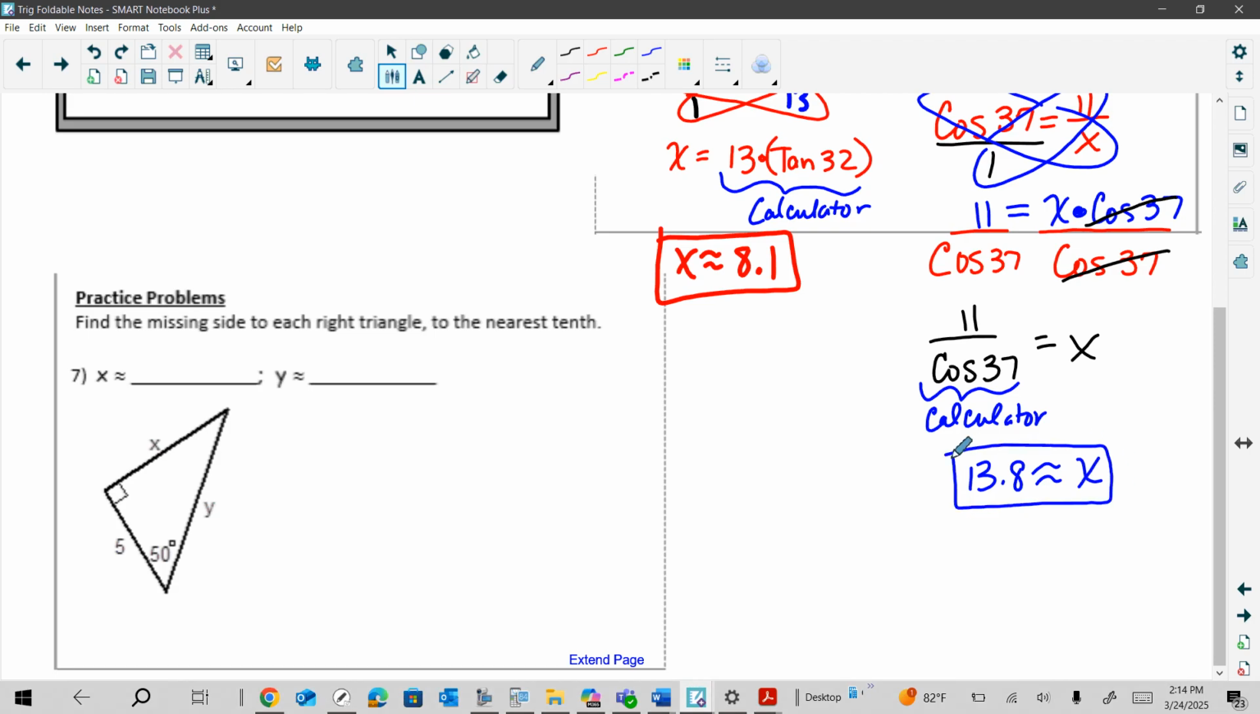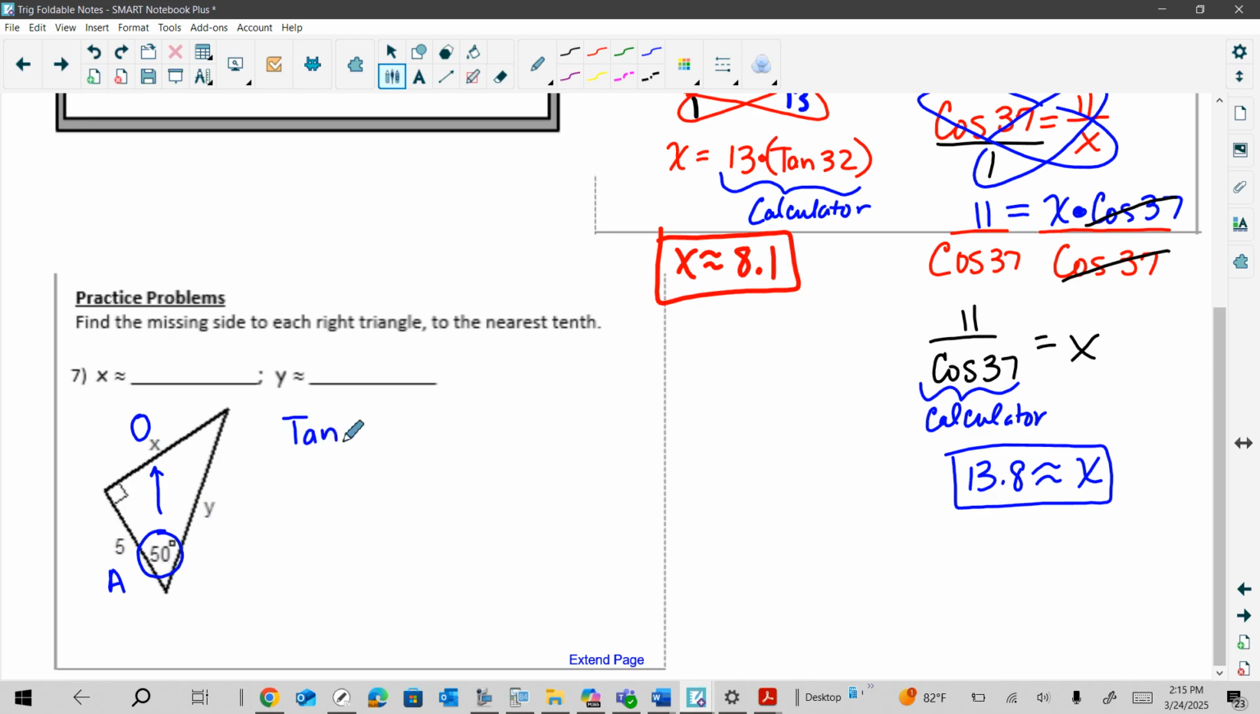All right. So what I want you to do is try these practice problems using our reference angle 50 here. So to find the x first, if I look through here, the x would be the opposite. And then the other side that I have a number for is the 5, which is adjacent. So what trig function deals with opposite and adjacent? That's what I want to see. If you can write the equation, the trig ratio dealing with opposite and adjacent.